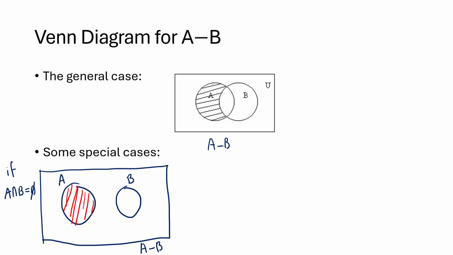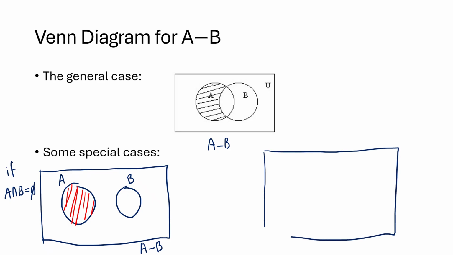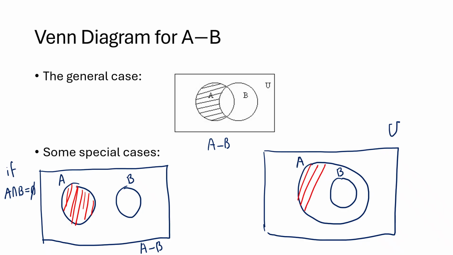And the other case is where one of the sets is a subset of the other. Now, let's consider the case where B is a subset of A. So A is this set here, and B falls inside of A. Now for A minus B, I need to include every area that is in A, but not in B. So it will be everything around B. So it's kind of like a donut shape around B. So this is the case where if B is a subset of A, then A minus B in the Venn diagram looks like this.